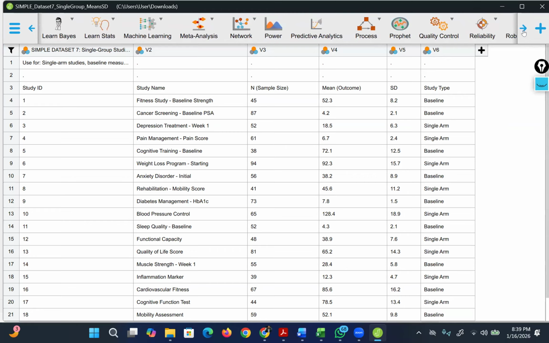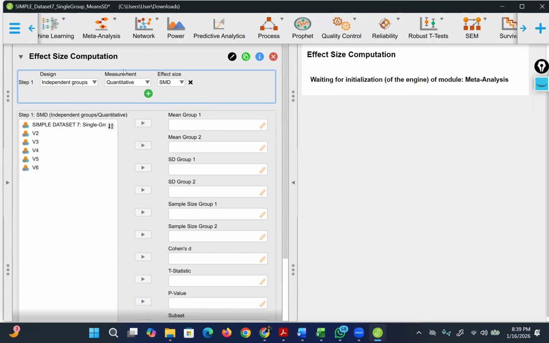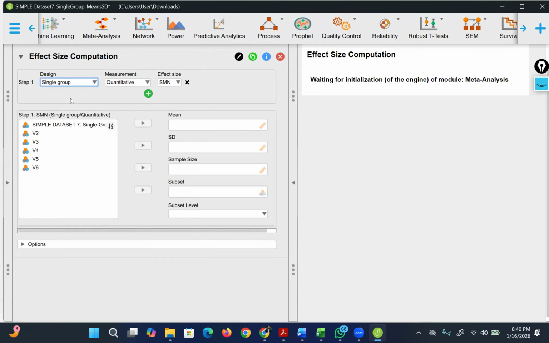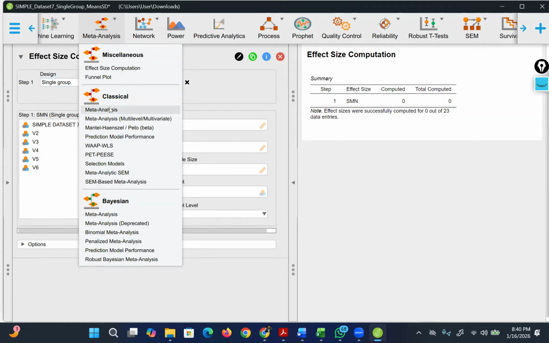Okay, this is our meta-analysis. So we go to the effect size computation. Click the effect size computation. Okay, so we click the single group. Now, are you looking at the single group, my dear learners? Yes. Okay, so you see that here it says mean, standard deviation, and sample size. If you put in the mean value, standard deviation, and sample size, you can calculate the effect size. And once you calculate the effect size, my dear learners, then we go to the classical meta-analysis.